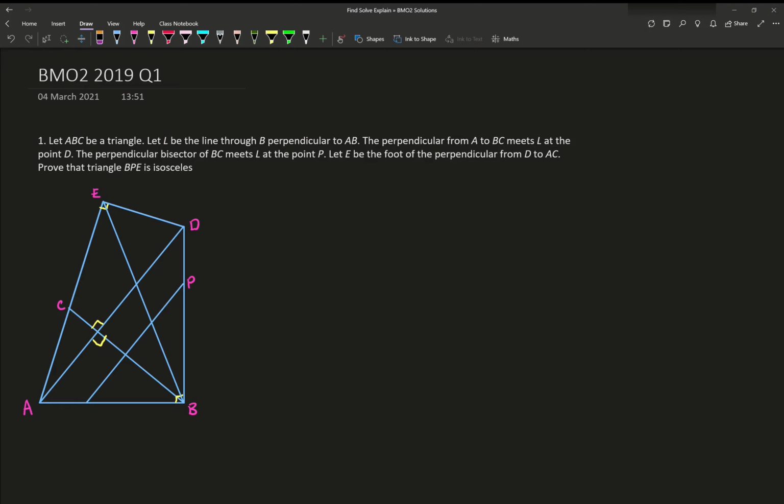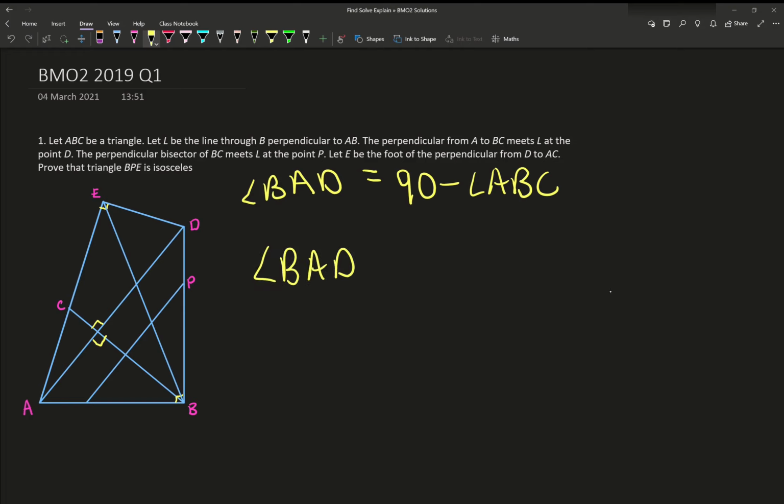ABDE is cyclic. From the fact that angles in a triangle add to 180, we can show that angle BAD equals 90 minus angle ABC. This is because we have this triangle that I've highlighted in green, and since angles in a triangle add to 180, we can say that angle BAD, so this angle, equals 180 minus 90 minus angle ABC, giving us this equation.